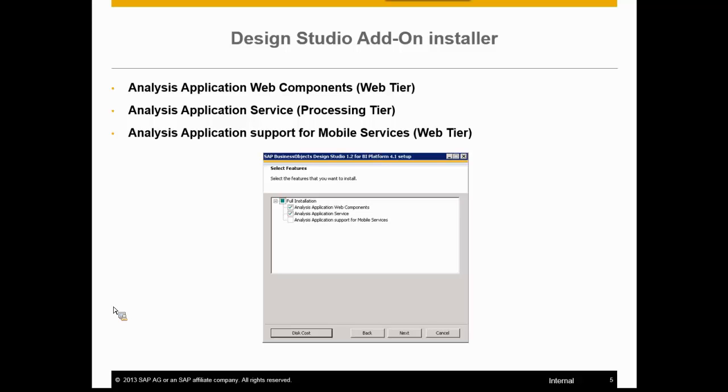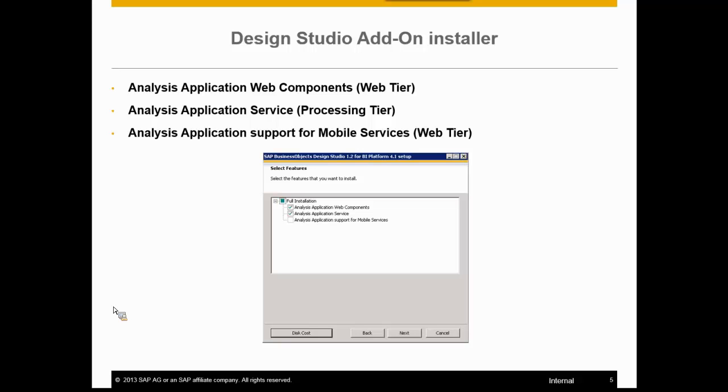This is the service that is required for Design Studio to make a connection from the client to the BIP server. The third feature, that is Analysis Application Support for Mobile Services, sits on the web tier and it's an optional service. If mobile services are installed on the BIP core platform, then our Design Studio add-on installer will automatically pick it up and select it if the installer is running on the web tier.